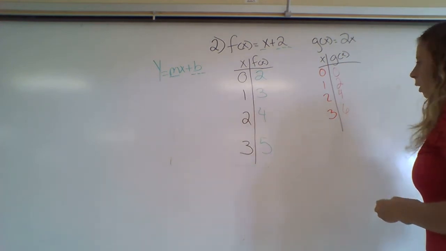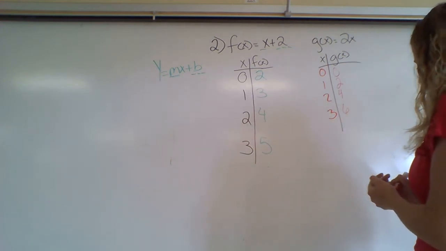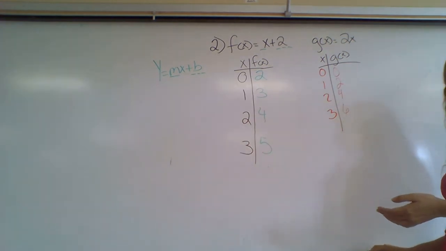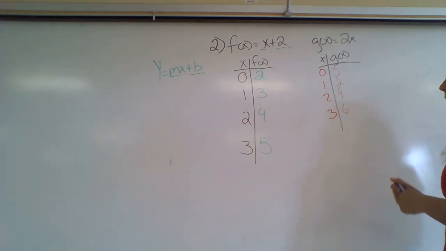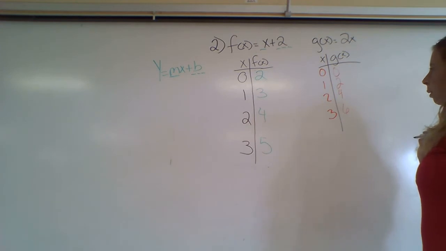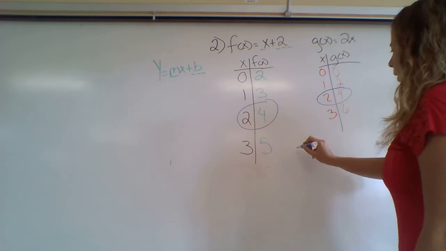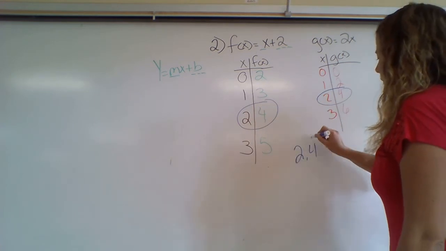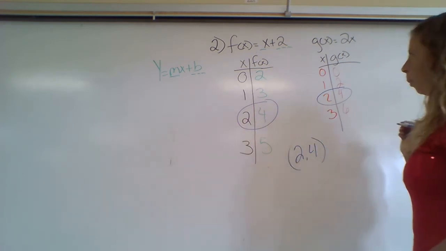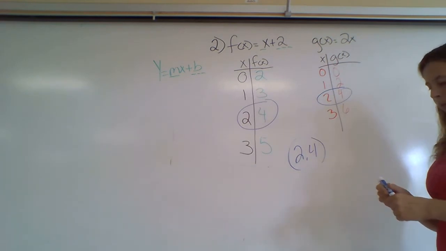Okay. So do they have a point that's the same? Where do they intersect? What point do they have in common? So your intersection point is (2, 4). If you were to graph these, both lines would go through this point. All right.